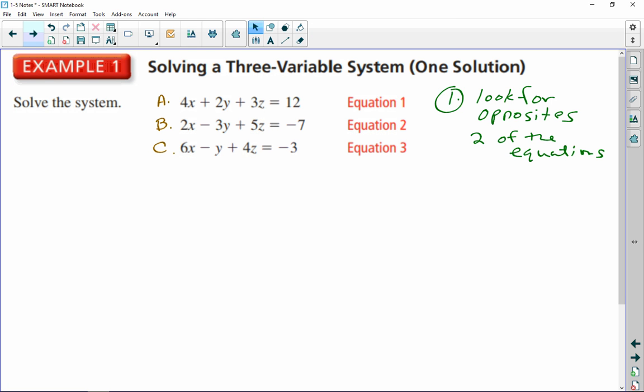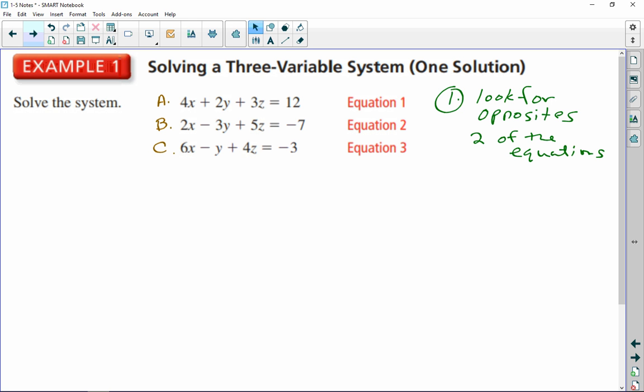Okay, does anybody see opposites here? 4x, 2x, and 6x. Are they opposites? No opposites there, is there? What about positive 2y, negative 3y, and negative y? Are there opposites there? Now you've got a positive there and a negative there, right? You've got a positive there and a negative there. So we might be able to use these 2.